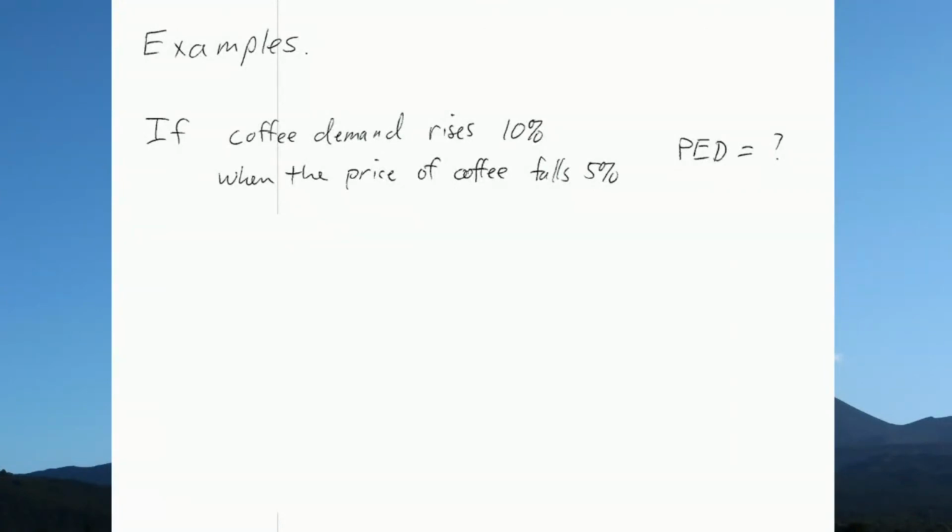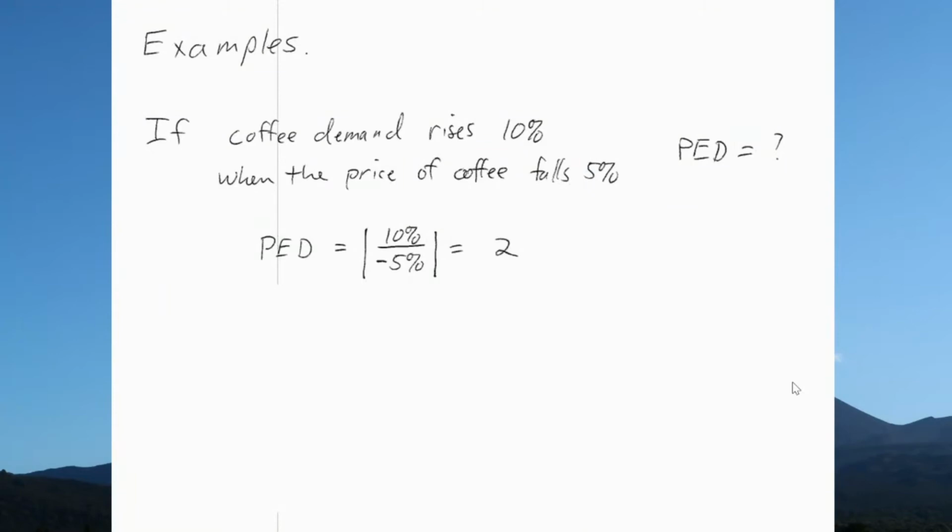So here's a question to all of you. Here's the simplest question I can ask you. If coffee demand rises by 10% when the price of coffee falls by 5%, what's the price elasticity of demand? Think about it, write down an answer for yourself.